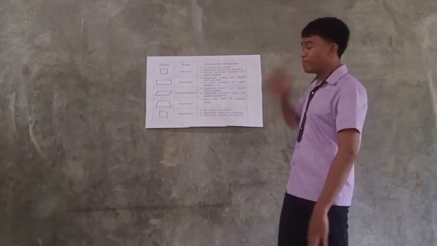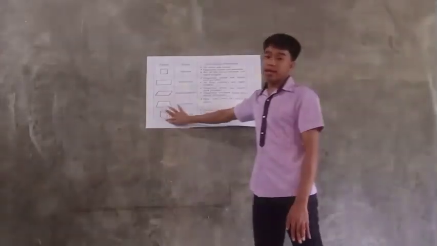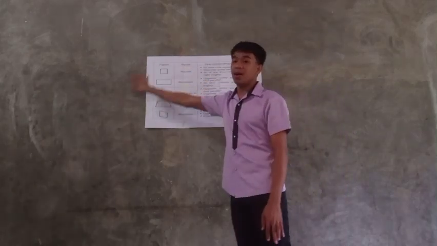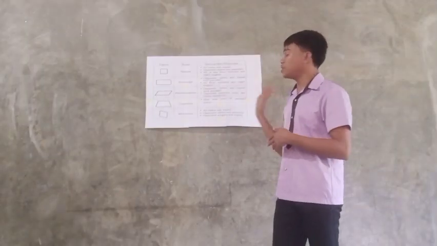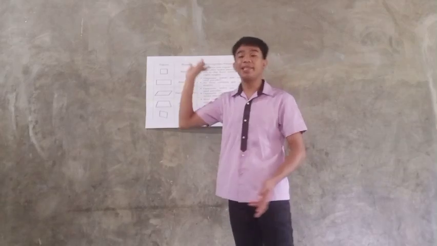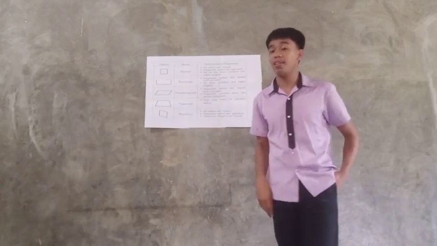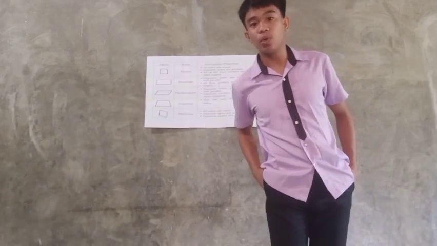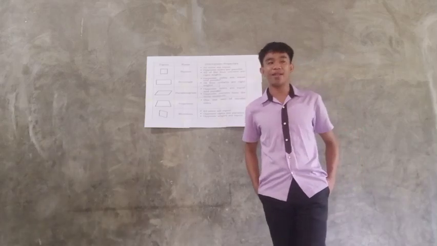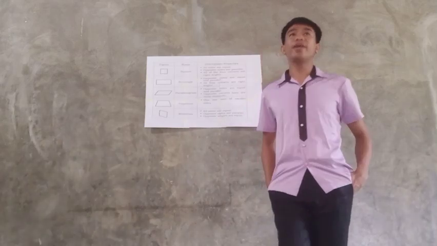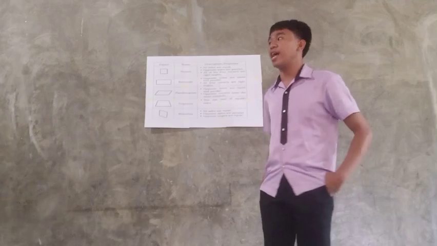So class, remember, the shapes on this table are called quadrilaterals. The description of a quadrilateral is that it has four corners and four sides. If you hear a shape description like the ones on this table, you will classify the shape as a quadrilateral. Do you understand? Okay, very good, everyone, if you understand our discussion for this morning.